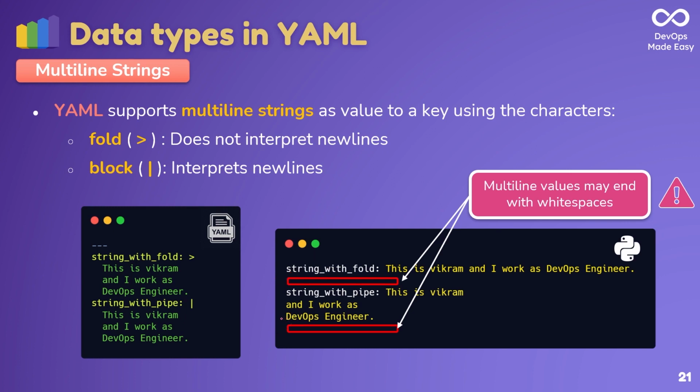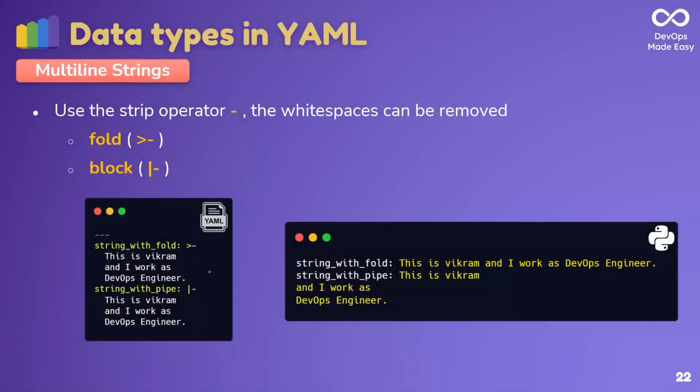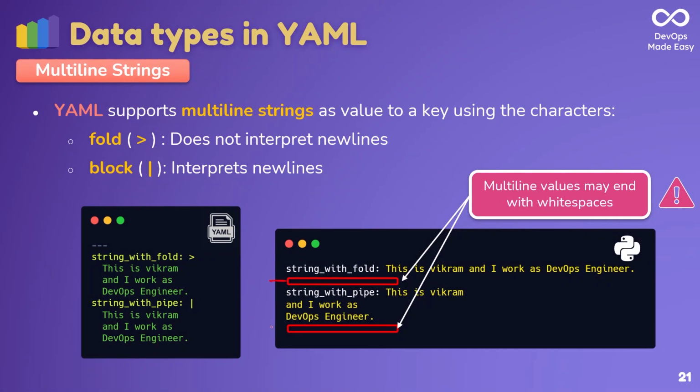There is a way of deleting these white spaces. It is simply putting a hyphen after that character. So you should not put the fold or block character, then some space and a hyphen. They have to be side by side, like this. Once you do this, after printing this key value pair there won't be any white spaces or new lines. If you go back to the previous one, you can see that there is a new line printed.